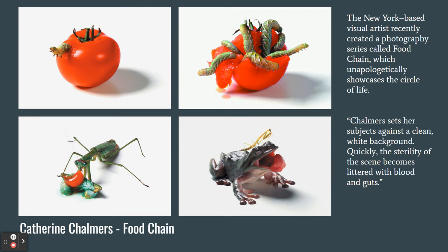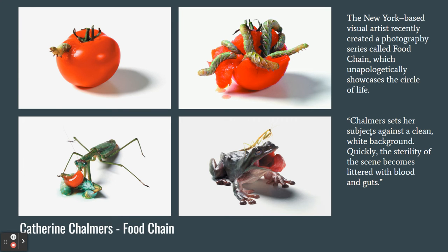And then the last one is Catherine Chalmers. Hopefully, you're not about to eat lunch when you see this. She did a whole thing called Food Chain, and she's interested in a lot of scientific things. Here we have the caterpillar eating that, and then more coming out, and then we have the praying mantis eating the caterpillar, and then the frog's about to eat the praying mantis. So it's a whole food chain. Now, she could have gone out and taken National Geographic type photos. She didn't. She chose to put these on a white background.